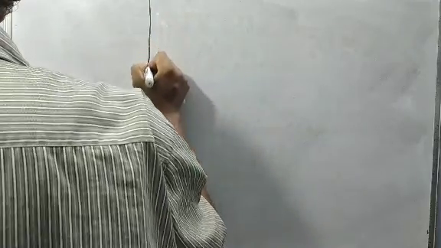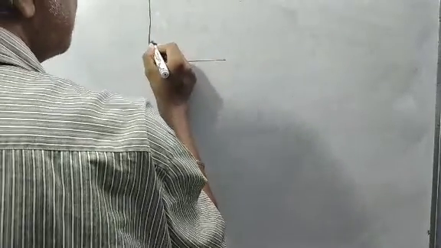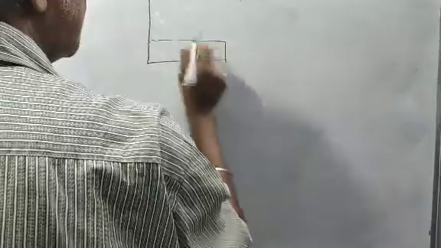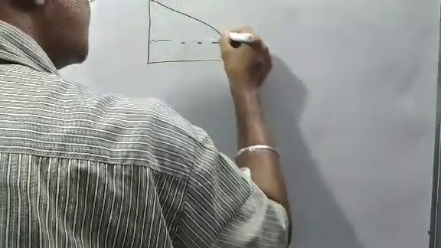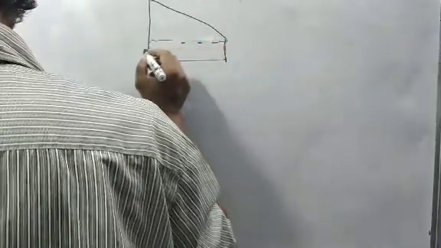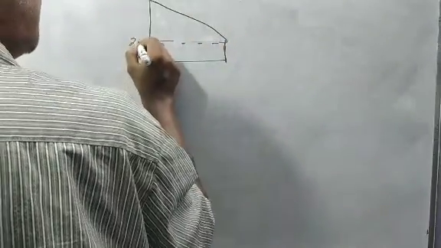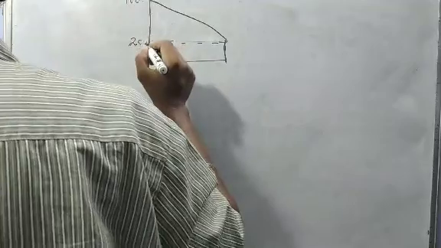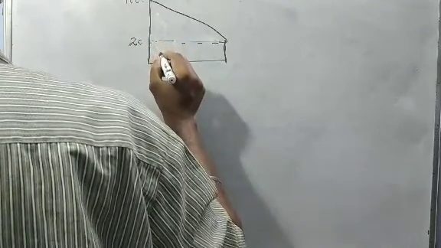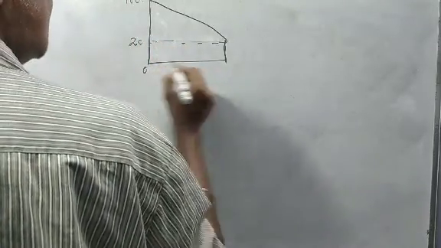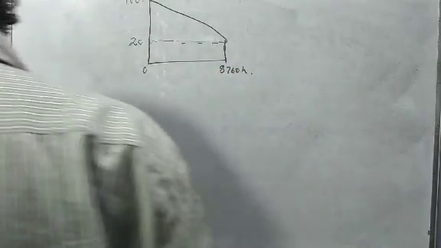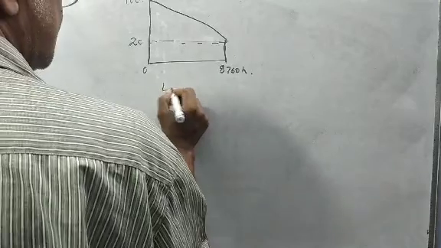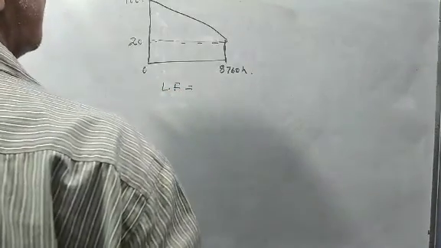Now, same curve, another question has been given. This is a dotted line. So this is 20, this is 100, all are in megawatts. This is 0, this is 8760 hours. So here the question has been given, what is the load factor of this curve?